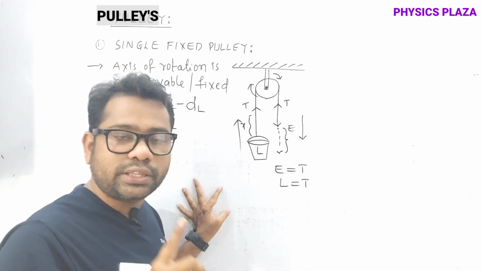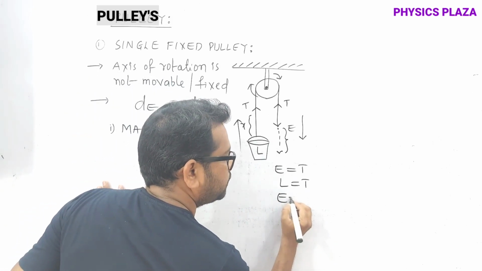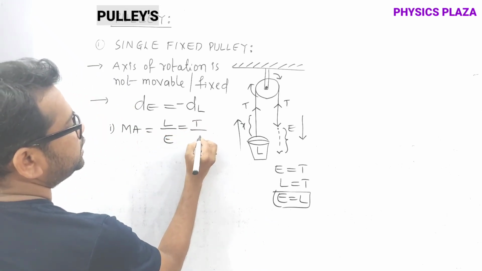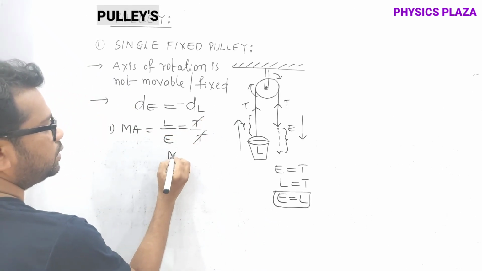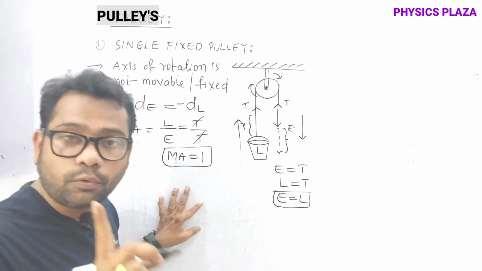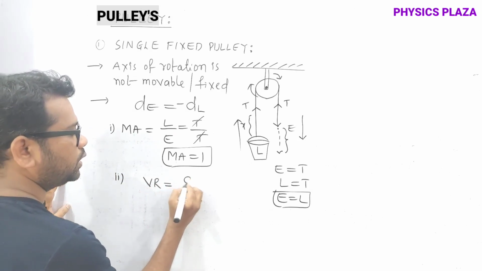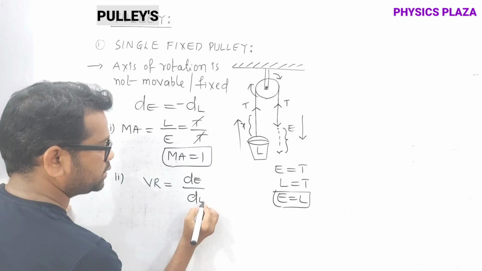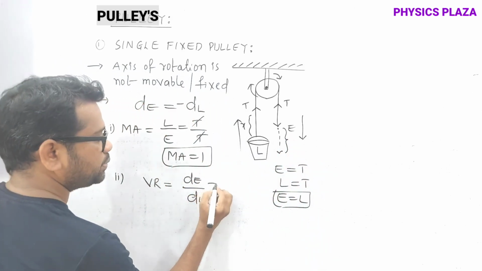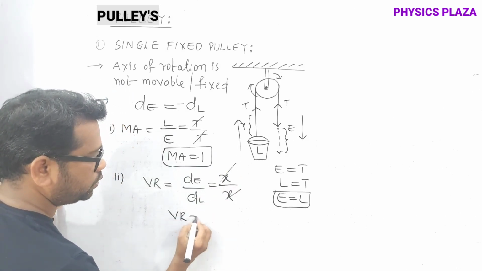And in the exam they may ask a question like this also: how are effort and load related in the case of a single fixed pulley? Effort is equal to load. So here we get tension by tension, both will get cancelled. So mechanical advantage is equal to 1. So the mechanical advantage of a single fixed pulley is 1. Now let us calculate the velocity ratio. Children, velocity ratio is equal to effort displacement by load displacement. And we have seen that effort displacement is equal to load displacement. If effort displacement is x, load displacement is x, both will get cancelled. So velocity ratio is equal to 1.